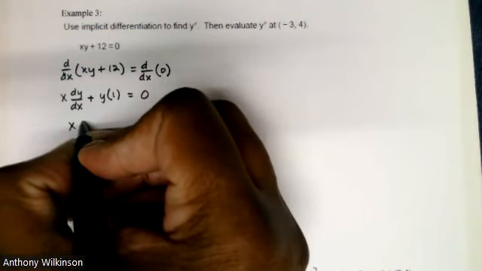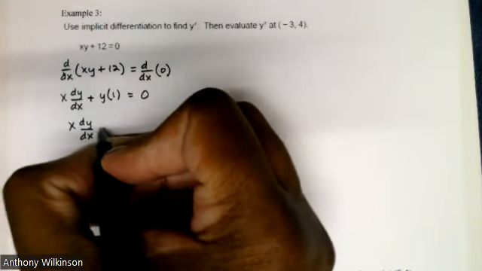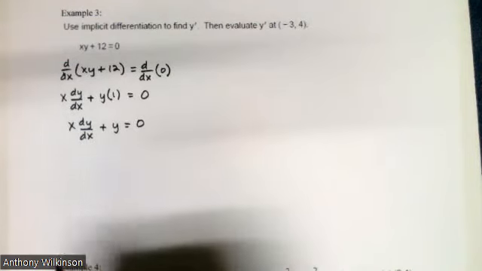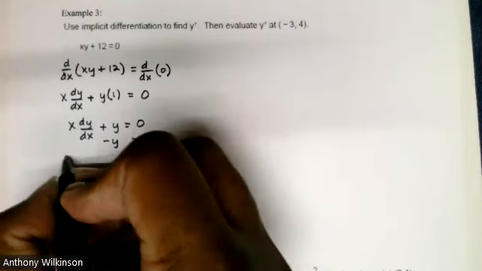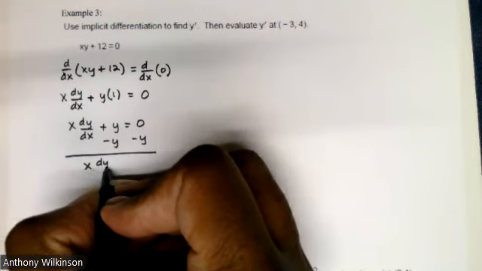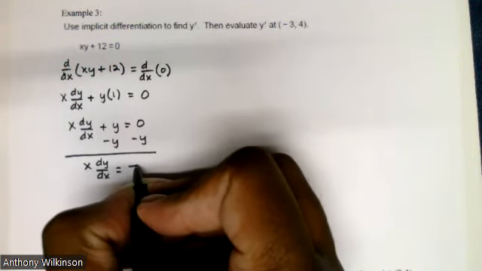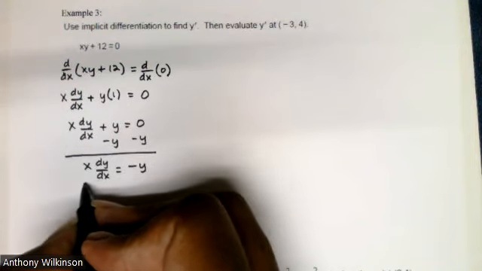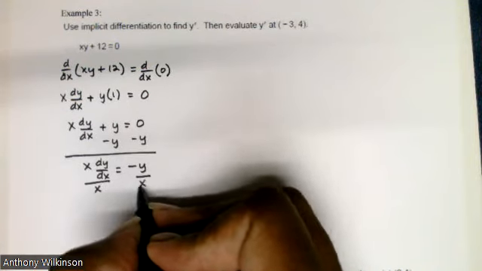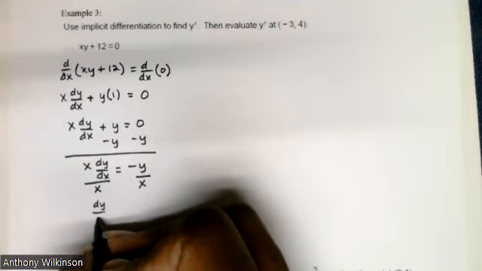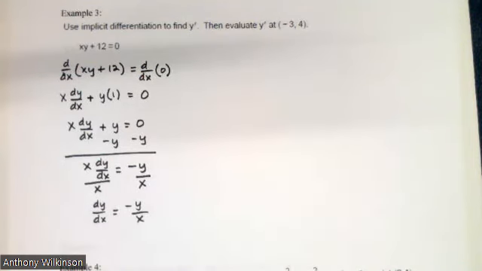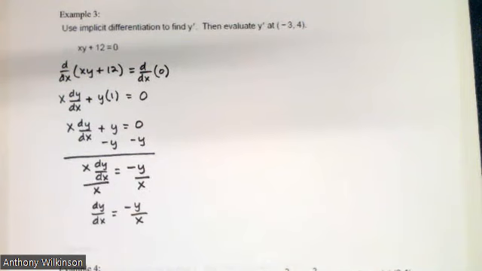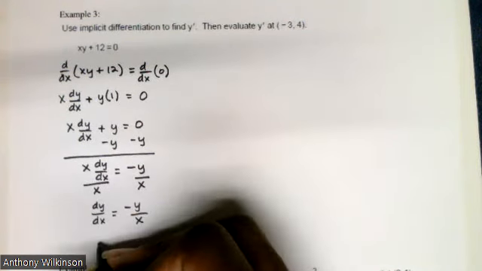Now, if I simplify this, I just have x times dy/dx plus y is equal to 0, and I need to get dy/dx by itself. So I need to subtract y on both sides. That means x times dy/dx will be equal to negative y. And to get dy/dx by itself, I'll divide both sides by x. That means dy/dx is equal to negative y over x. Or I can say y prime would be equal to negative y over x.